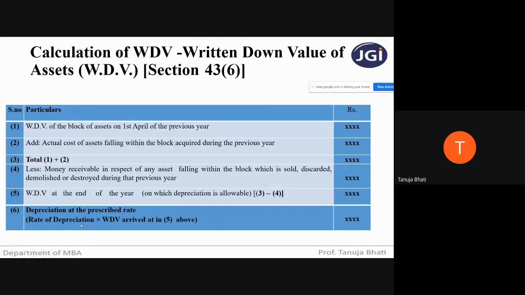So what is the rate of depreciation as per Income Tax Act into the written down value arrived at above. So this is a format which is very simple. Take the opening balance of the block of asset. To that you add any purchases made on that block of assets. Then you minus any asset that you're selling, and then you get the WDV on which you're going to charge the depreciation. So on this amount, you're going to charge the depreciation at the rate which is specified under Income Tax Act.